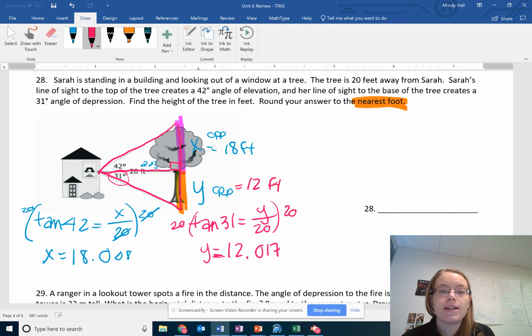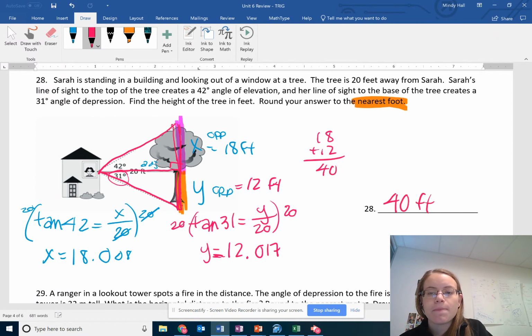So then finding the height, we have to have this piece and this piece. So we're adding them. So 18 plus 12 is 30. So this is 30 feet tall.